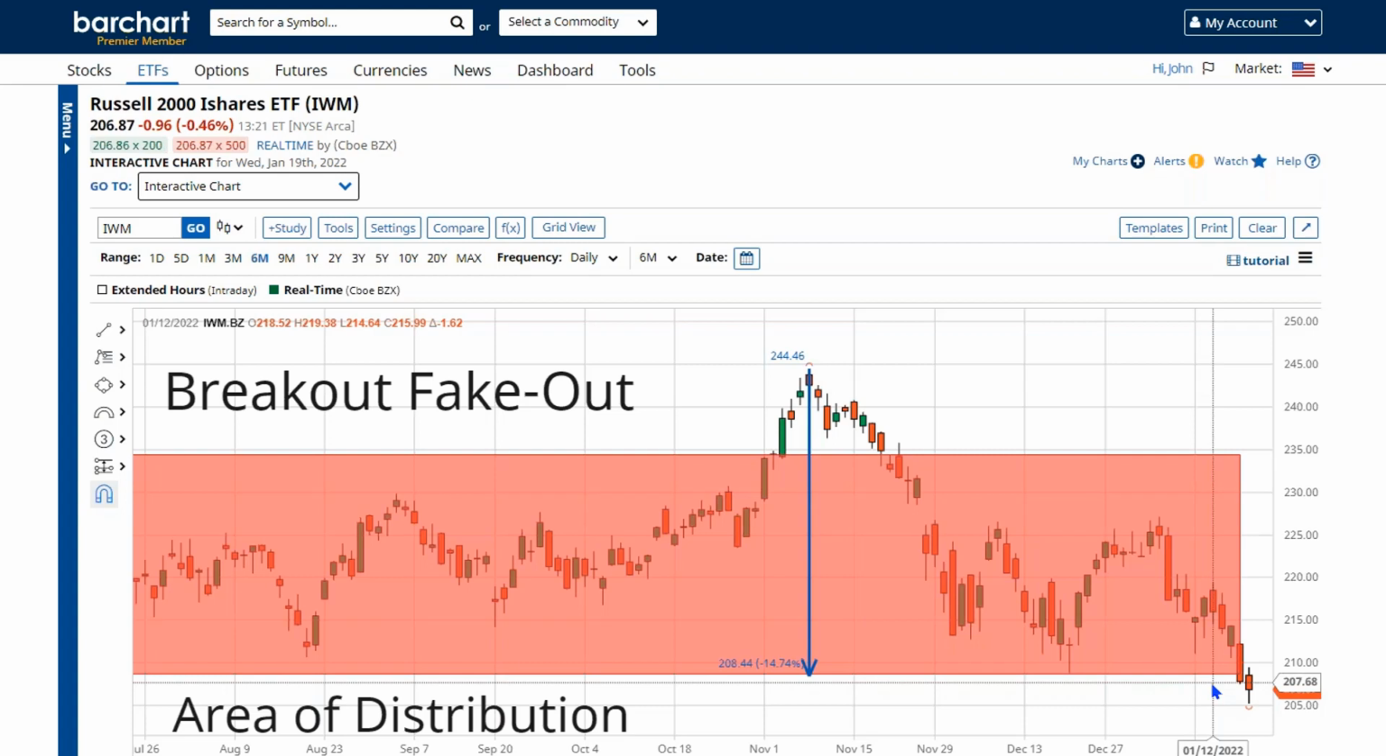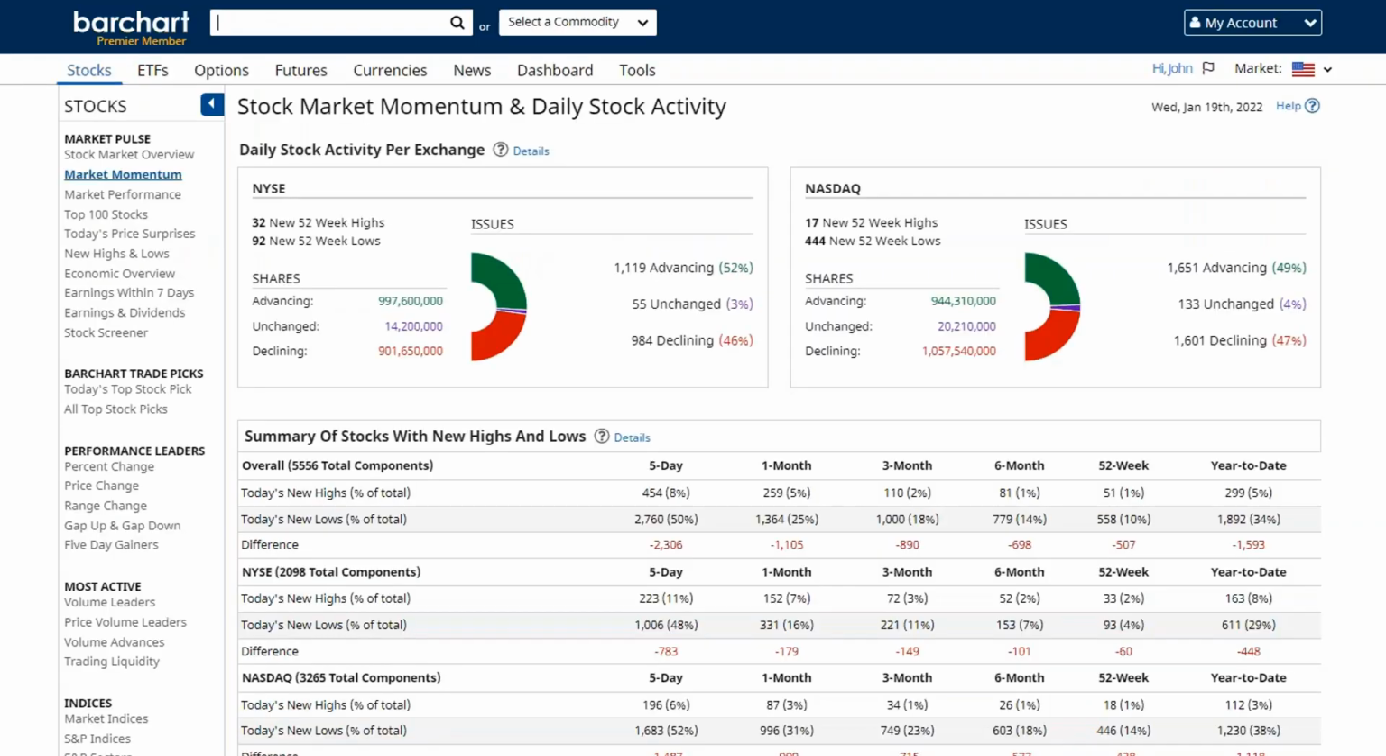And there's a couple different ways we can look at market sentiment on Barchart. One of the easiest ways is something called the momentum page. And this is a snapshot of what is going on today. Typically, what we want to look at is advancing shares versus declining shares. Again, if I'm in a bull market, we should see more shares advancing versus declining. If I'm in a bear market, we're probably going to see more shares declining than rising on a day-to-day basis.